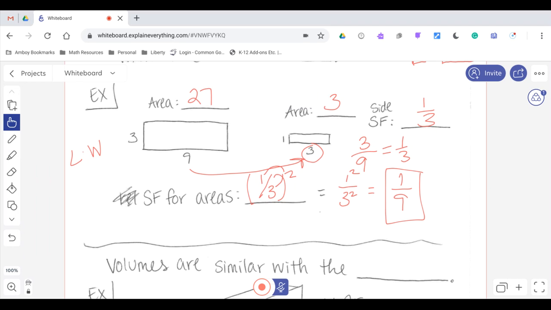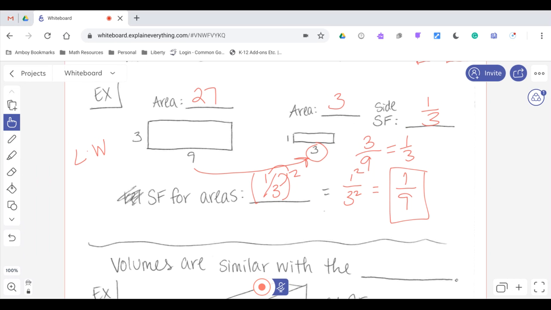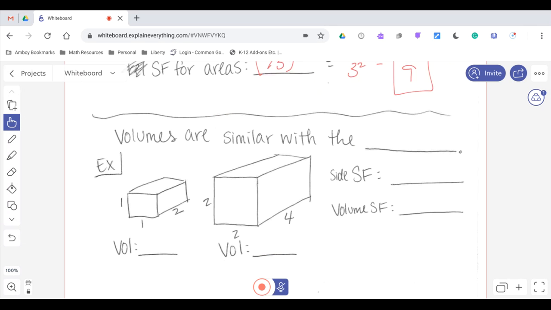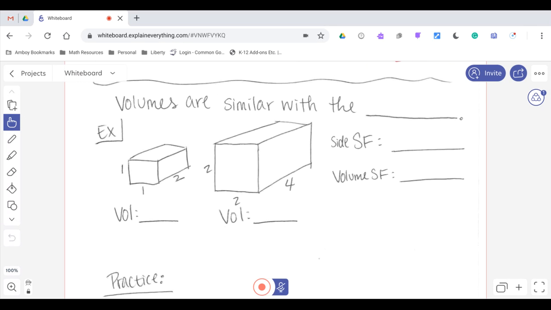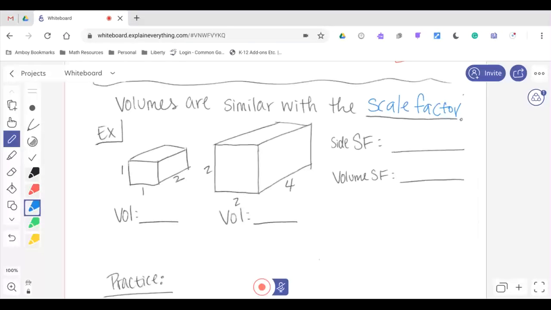There is also a relationship between the scale factor in volume. Okay. Now volume, let's see if you can take a guess here. So with area, we added a side, a dimension, so we started squaring it. This time we're adding another dimension, so we're in 3D now. So we're going to have to multiply again. So volumes are also similar, but with the scale factor cubed, to the 3rd power.